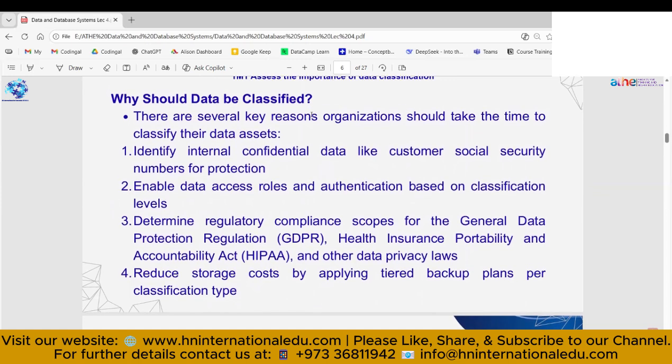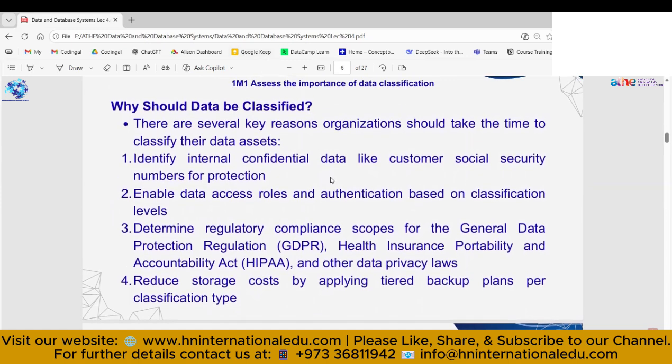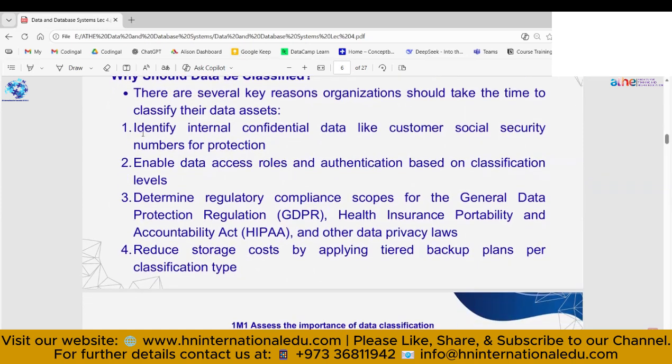We can just put the data anywhere, everywhere, and we could just access it. But why classify this? There are several key reasons organizations should take the time to classify their data assets. The first one is to identify internal confidential data. Organizations and companies have a lot of data, and obviously not all of it is supposed to be seen by everyone. Not everyone should access that data.